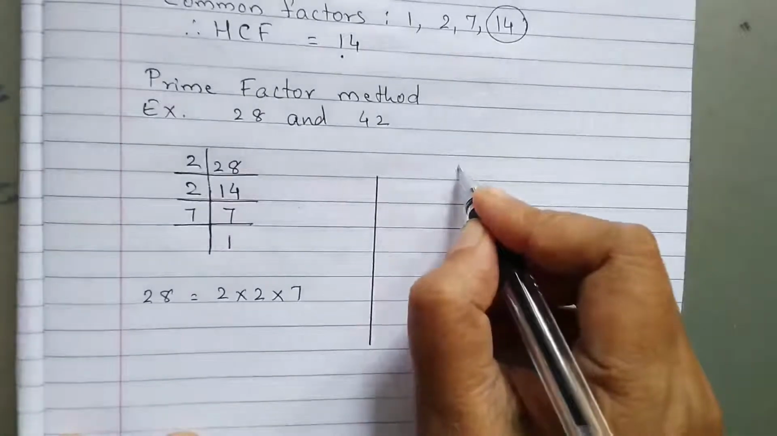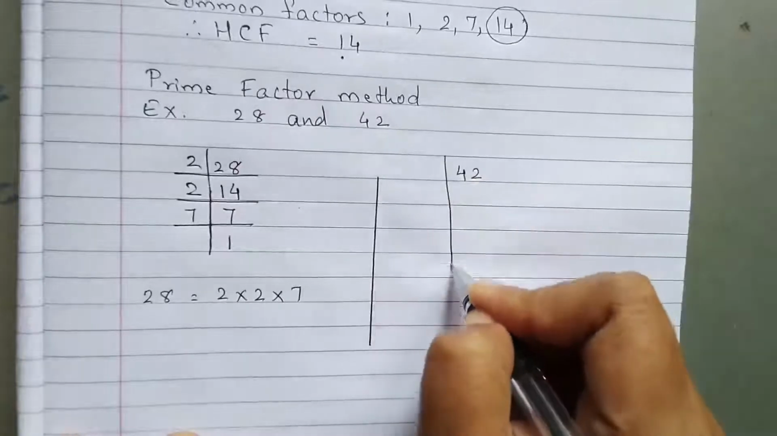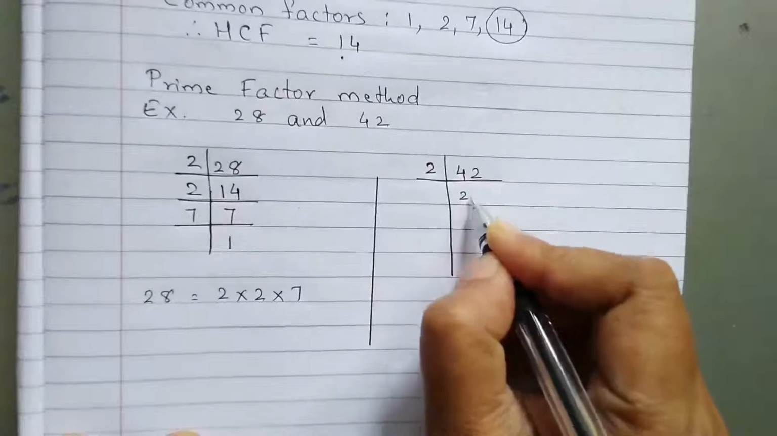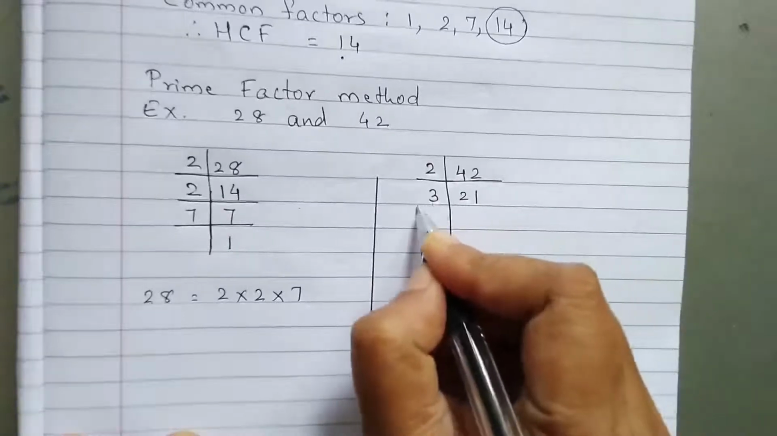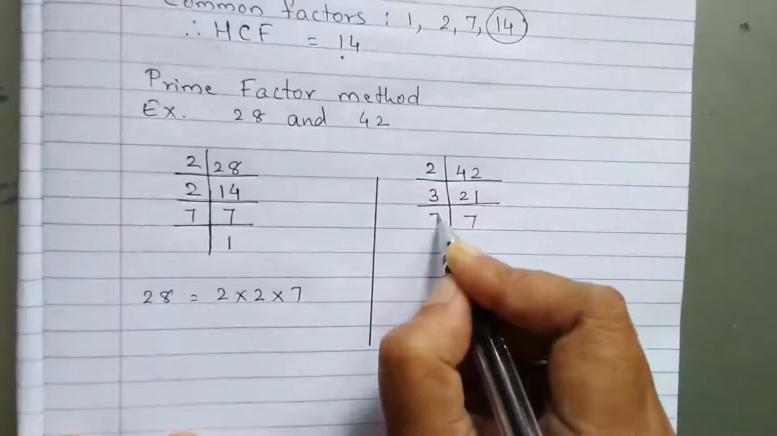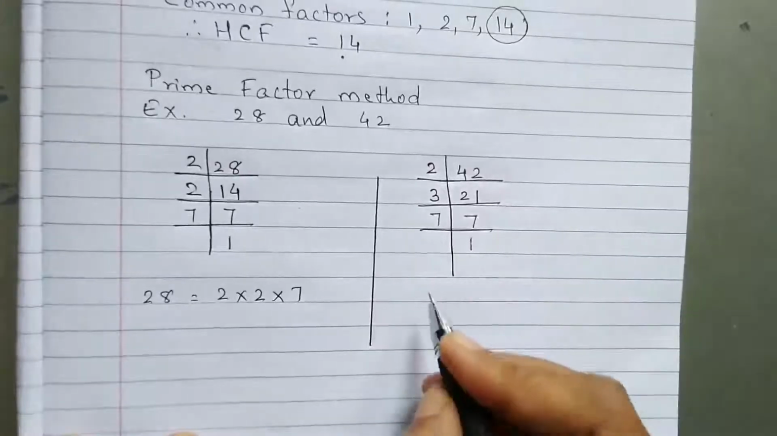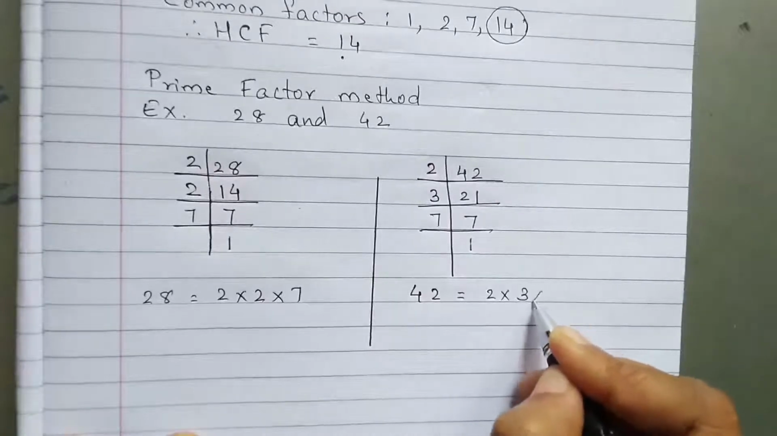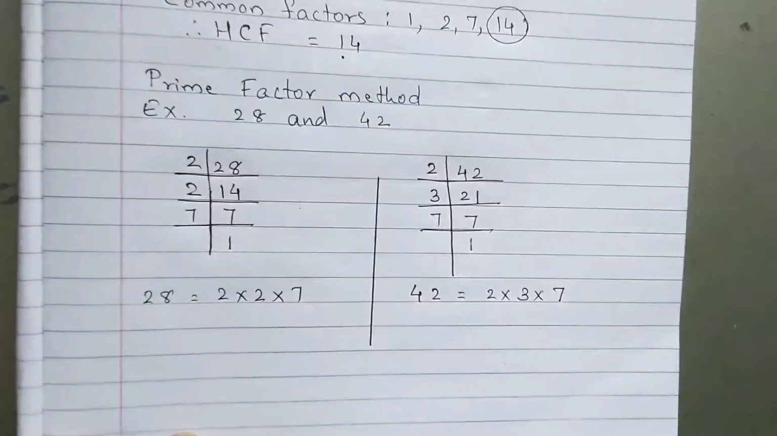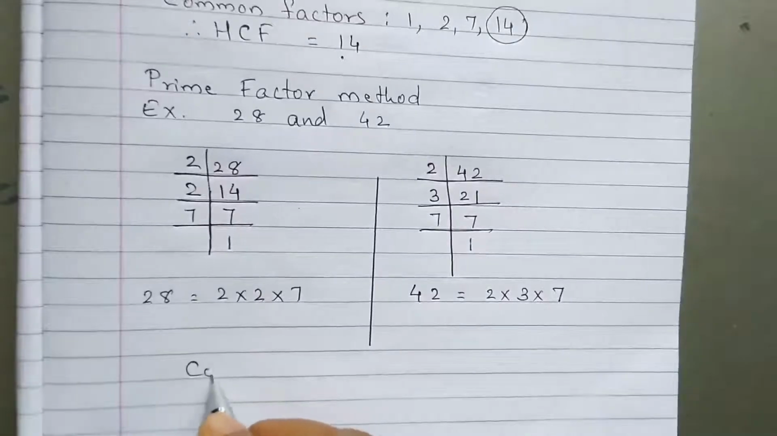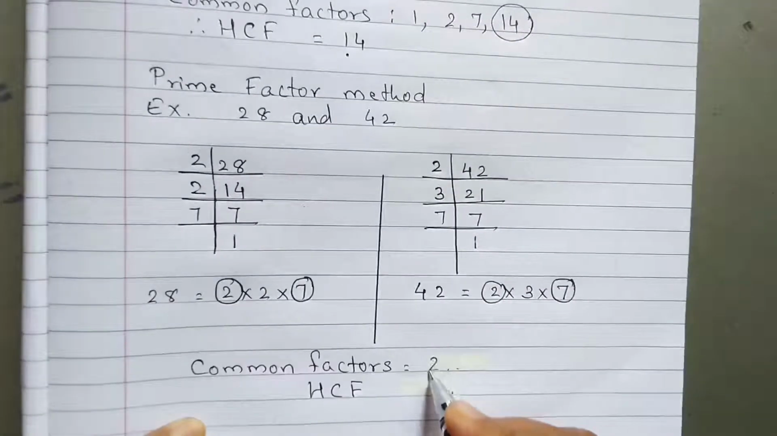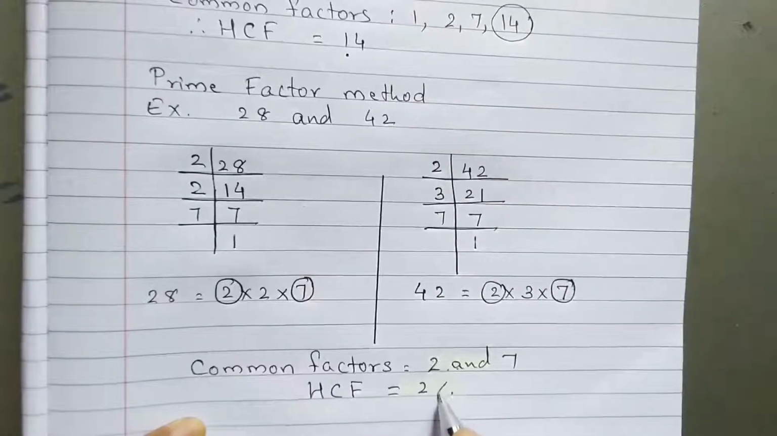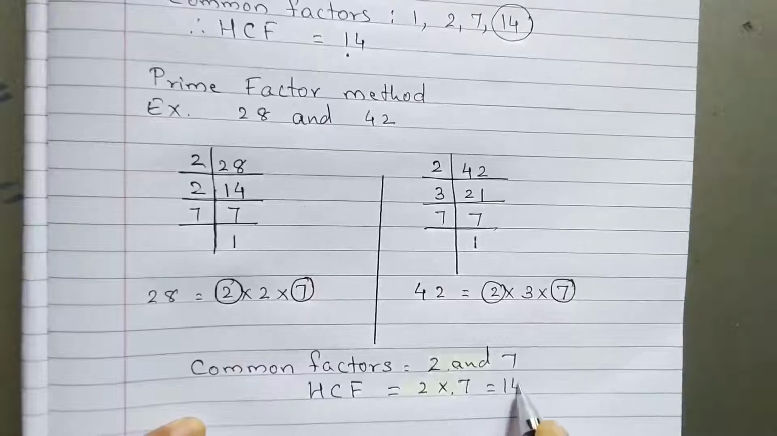Now let's factorize 42. Again it's an even number, so you will divide by 2. So you get 21. This is divisible by 3, 3 sevens are 21, and 7 is a prime number, so 7 one time. So 42 you can write as 2 multiplied by 3 multiplied by 7. Now if you see, the common factors are 2 and 7. So your HCF is 2 multiplied by 7, that is 14.